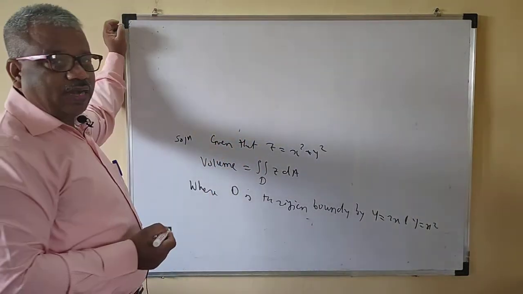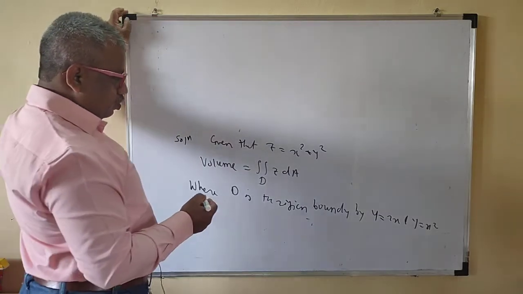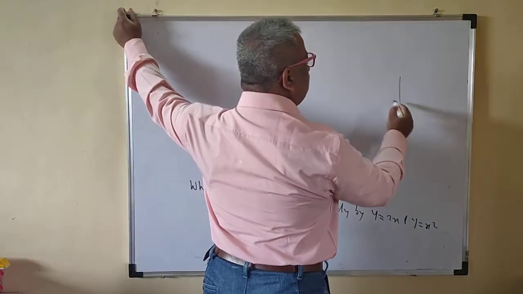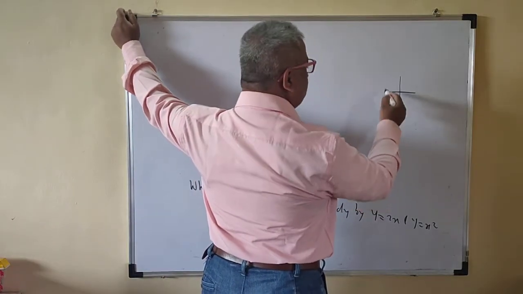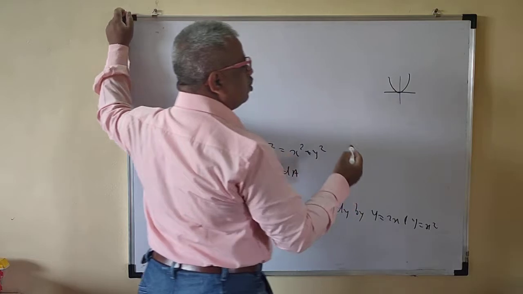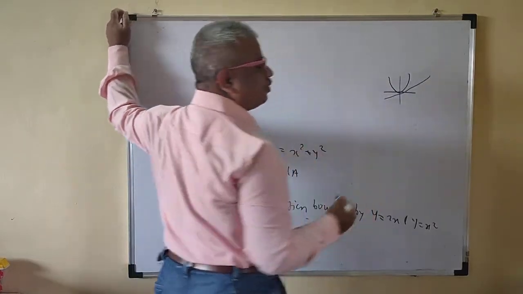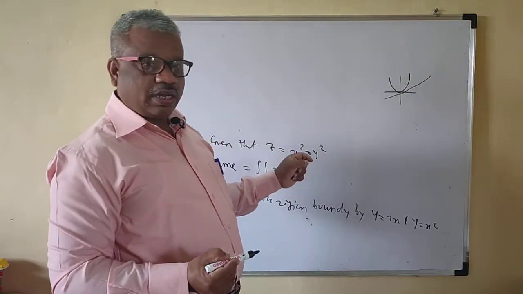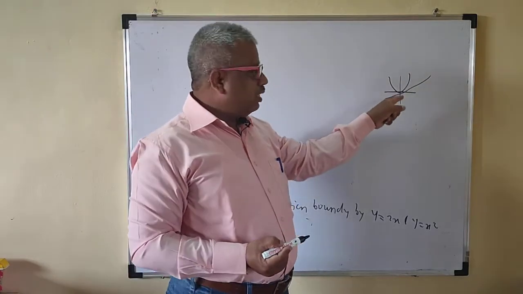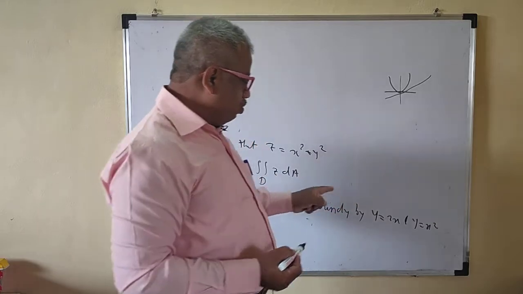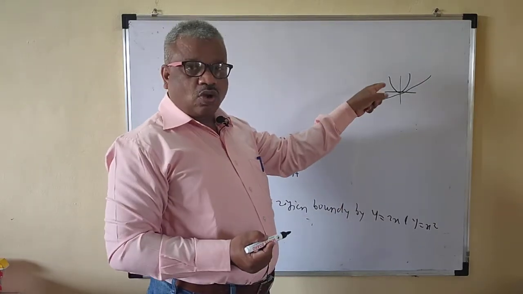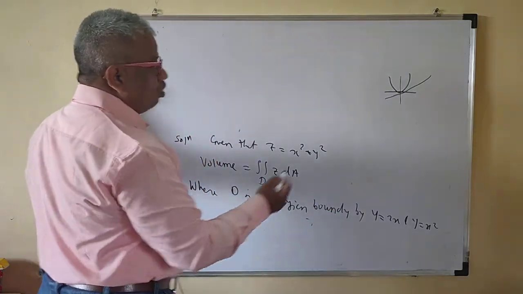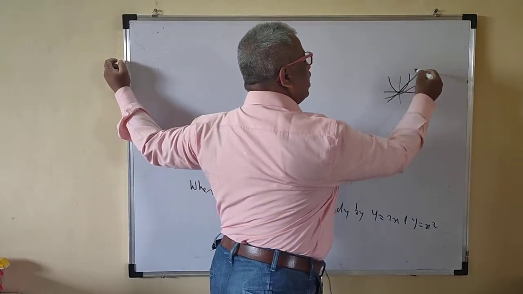So I have to draw the parabola and a line. First we'll find the point of intersection. Suppose this is the parabola, and the line may be like this. You have to check whether the line intersects the parabola or not. To draw the region we need to find the point of intersection of the line and the parabola. If it intersects, then your line will be like this.